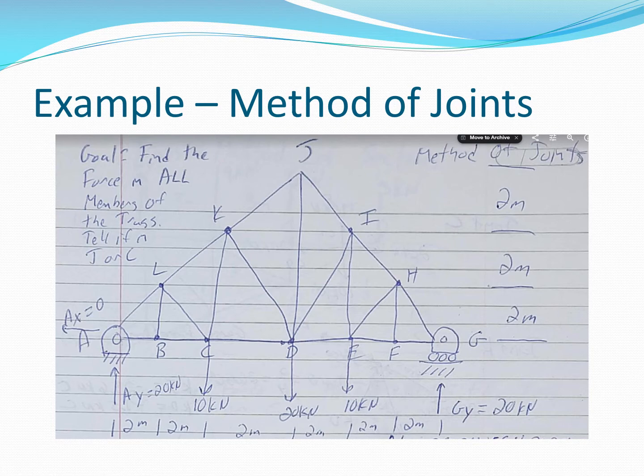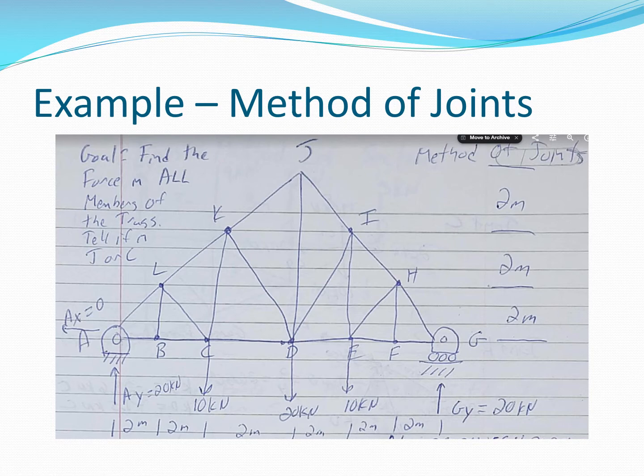So in this particular example, you've got this big truss. It's loaded with two 10 kilonewton and one 20 kilonewton force, and you have a pin on one end and a roller on the other end.